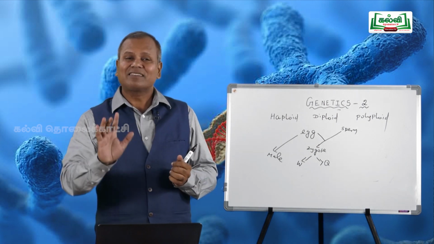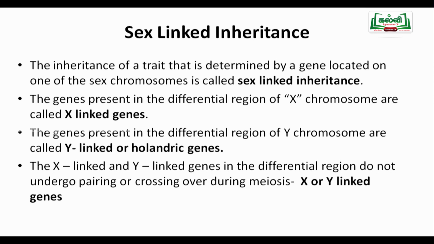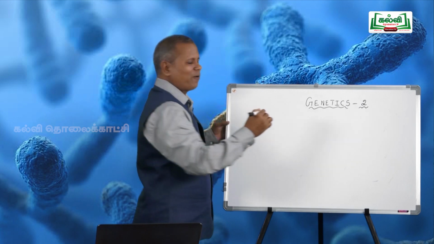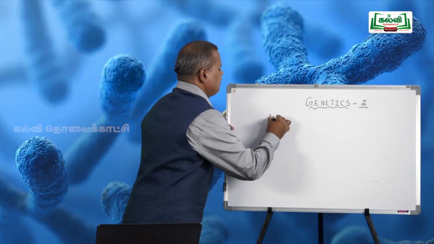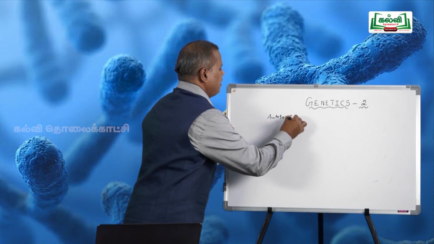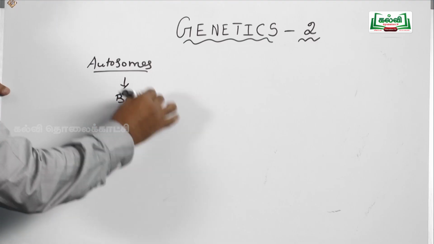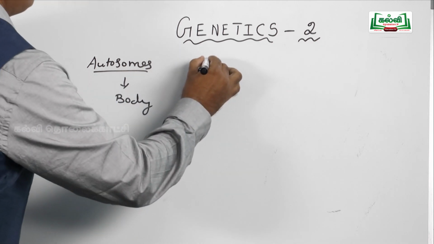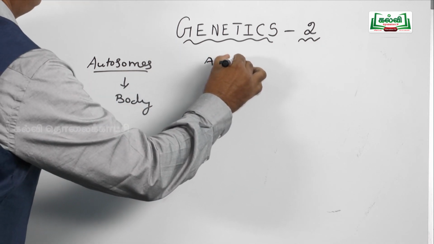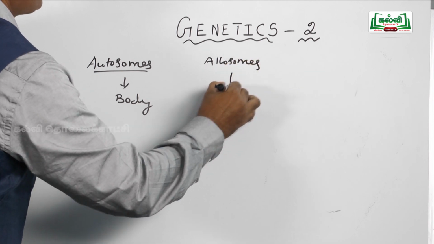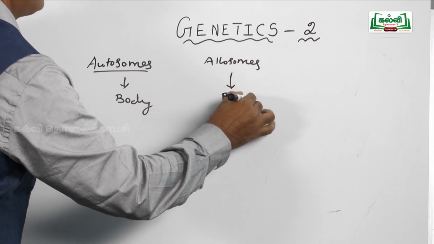Next one is sex-linked inheritance. This is very important. We have two different types of chromosomes, as you know pretty well, students. One is autosome, which controls the body characters. Remember, autosomes always control our body characters. Another one is allosome, the sex chromosomes, which control the reproductive characters.